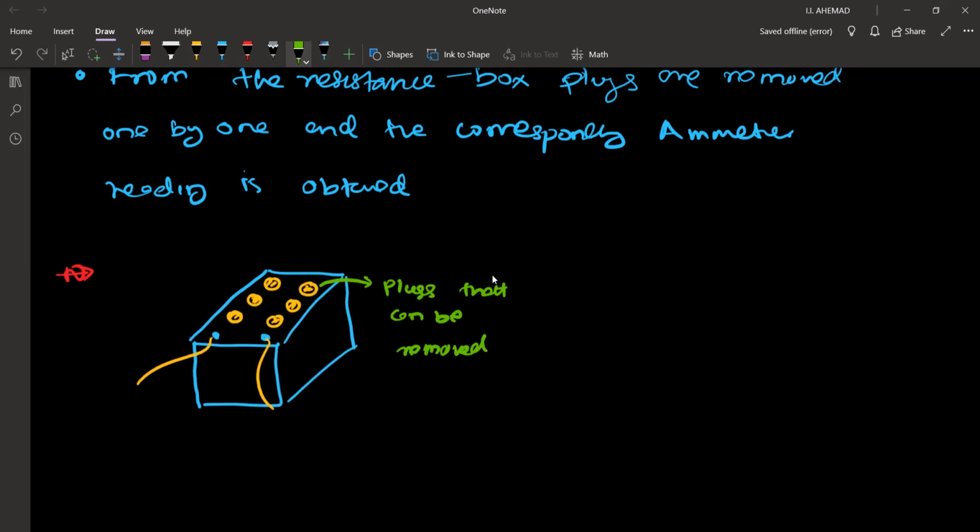To understand how it works, let's look at one of the plugs, the cross-sectional view. If we cut from this section, then this is how it is going to look. We have a very thick plate, a thick plate of a conductor. In this conductor, we have made some holes to plug in these plugs.